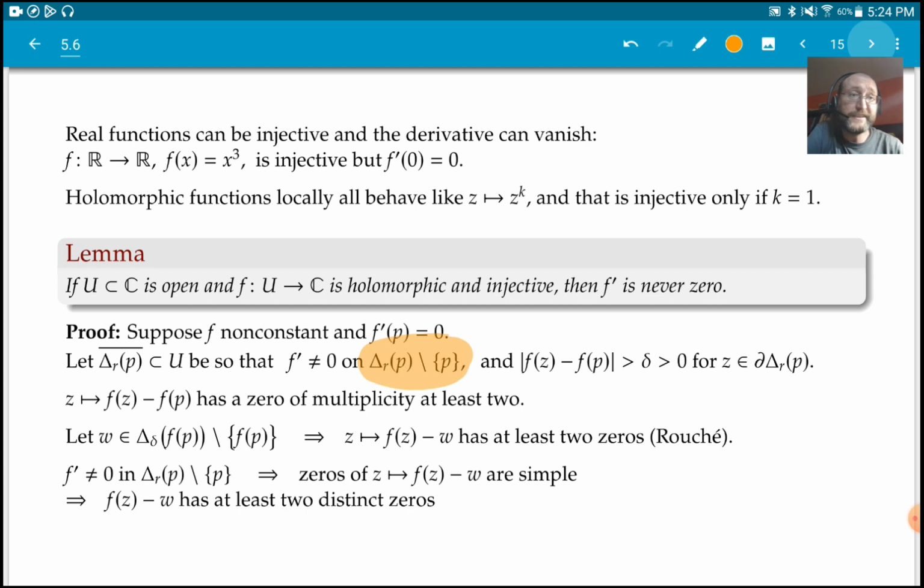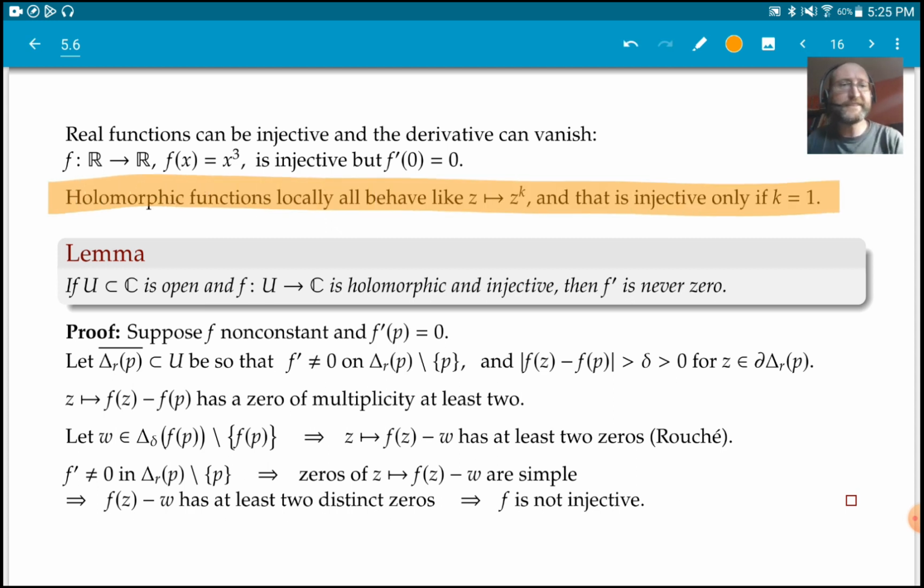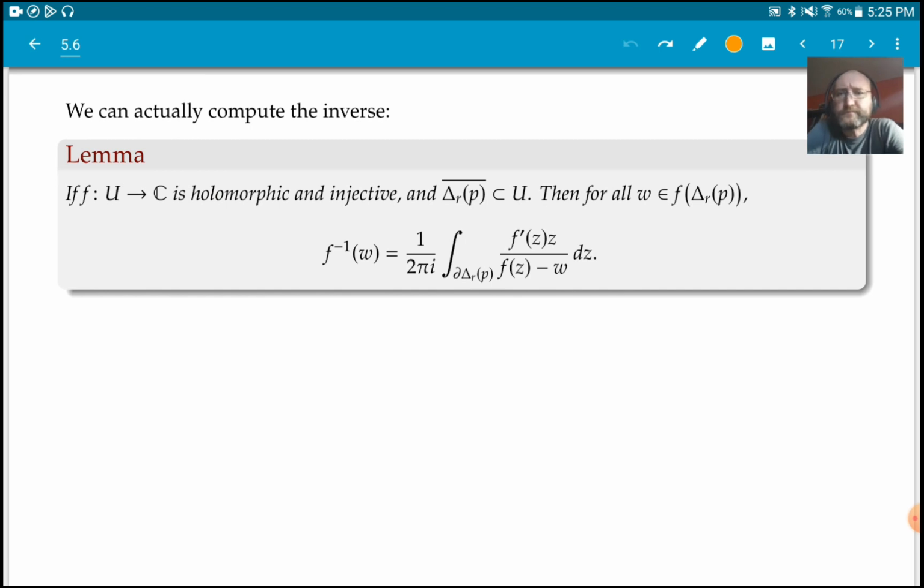Well, that just means that it's not one-to-one, not even locally one-to-one. So once we have that f prime is non-zero, we get that it can't be locally one-to-one. That's precisely what this statement is. Basically we're just showing that it's sort of like z to the k, where k is bigger than 1.